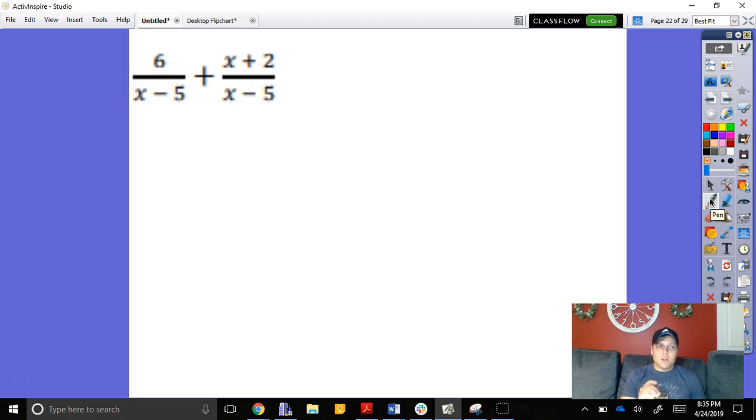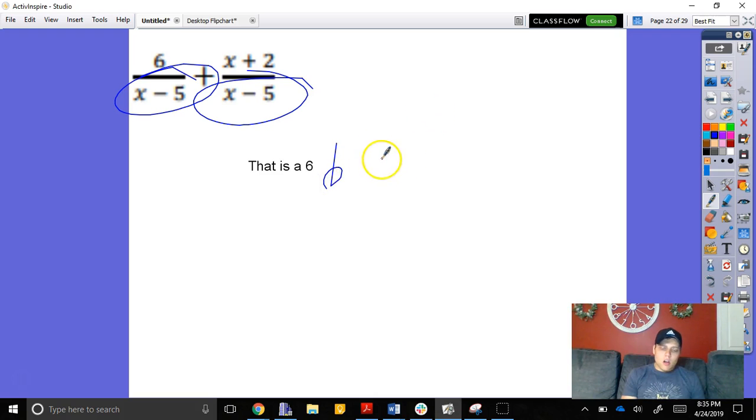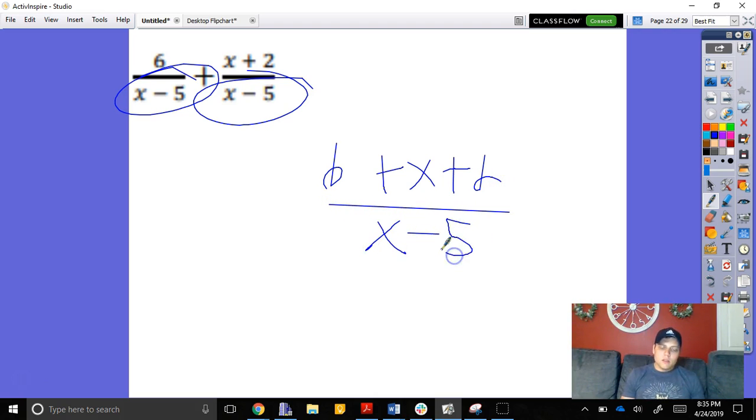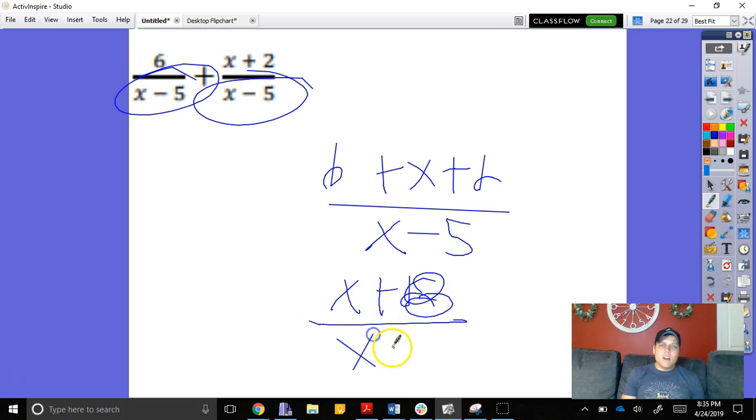I'm actually going to go through this problem pretty quickly. So what you should already notice in this problem is that they have the same denominator. And since they have the same denominator, that means I can put the numerators all together over one big denominator. Alright, so we get 6 plus x plus 2 over x minus 5. 6 plus 2 is 8. So we get x plus 8 over x minus 5. Alright? And we're done, because there's nothing left to do in that problem. Alright, so let's go to our next problem.